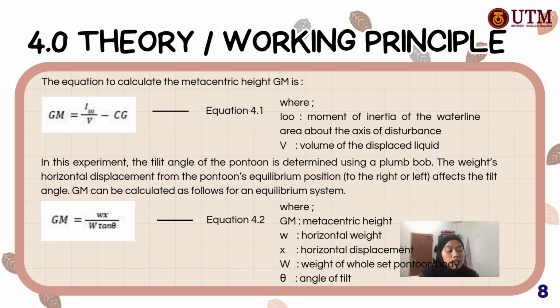And for this experiment, the tilt angle of the pontoon is determined using a plumb bob. The weight's horizontal displacement from the pontoon's equilibrium position, to the right or to the left, affects the tilt angle. So GM can be calculated as follows for an equilibrium system, using equation 4.2. In equation 4.2, GM indicates the metacentric height, w is the horizontal weight, X is the horizontal displacement, big W is the weight of the whole set of pontoon body, and theta is the angle of tilt.